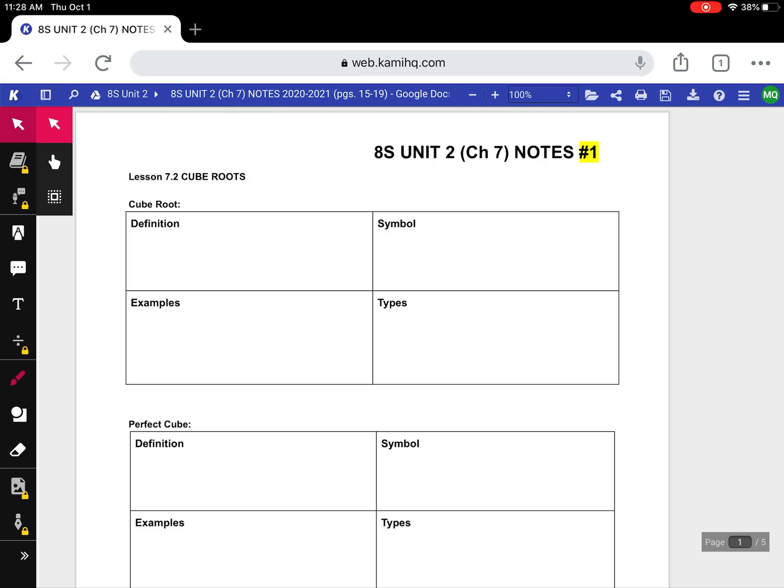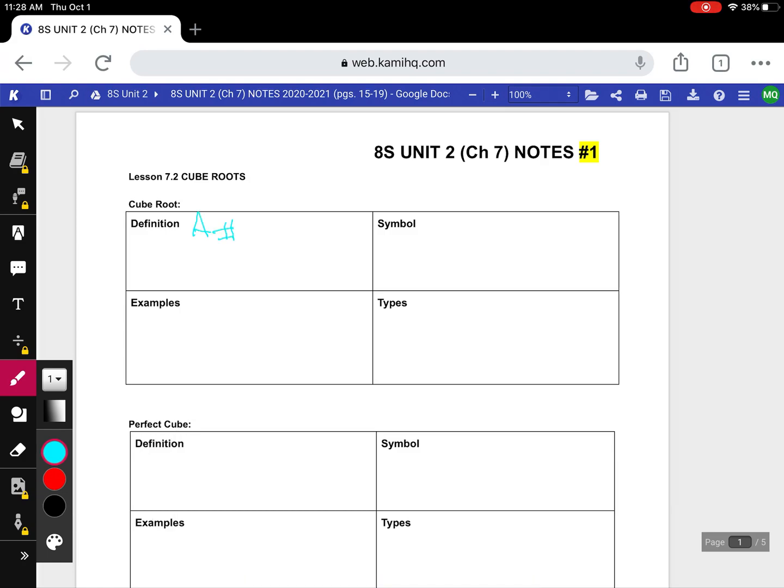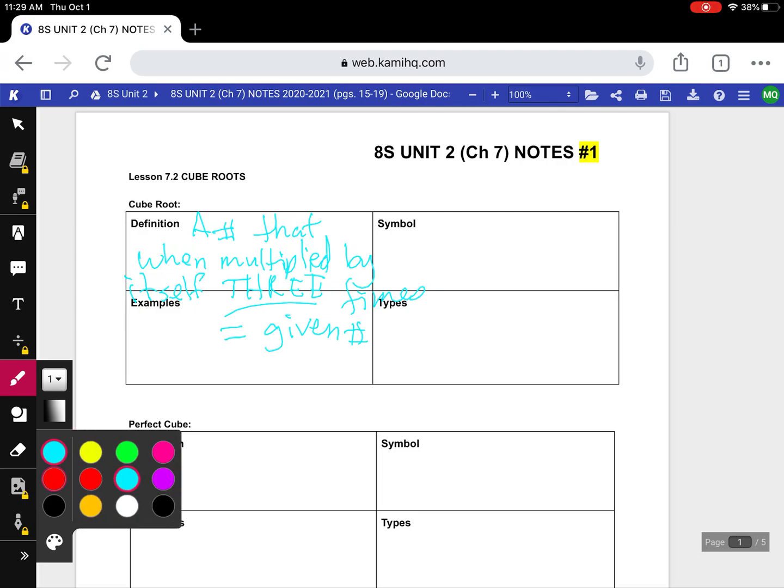We are on page 15 and we are in lesson 7.2. We are talking about cube roots, okay? So the definition of a cube root here is a number that when multiplied by itself, here's the important part, 3 times, okay, we have 3 times, equals the given number.